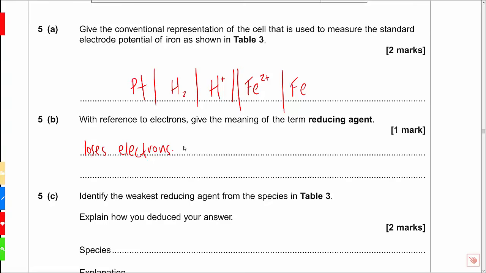And it's important that those electrons are then given up. So it loses electrons, and I suppose we could say it donates them. It's not just the idea of it losing them, it loses them to the thing that is being reduced, and that's the important part there.